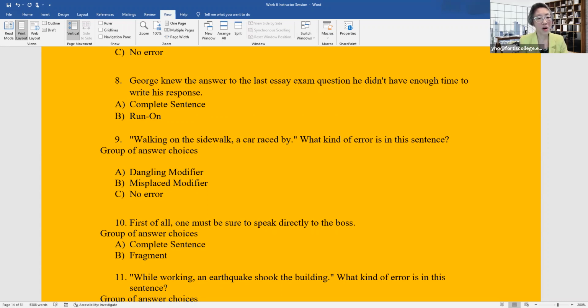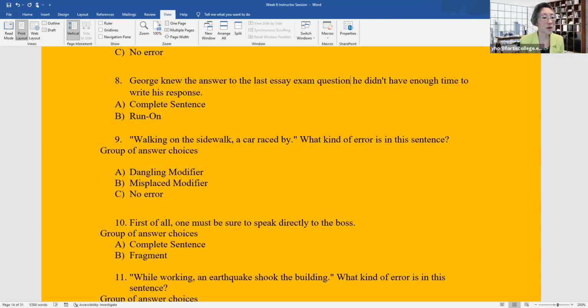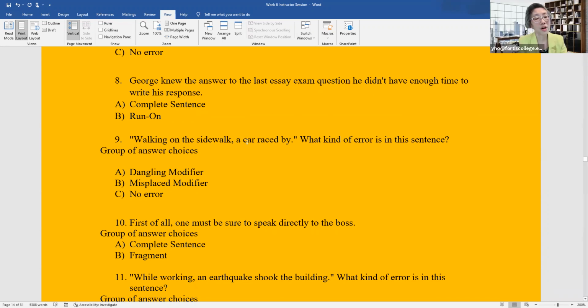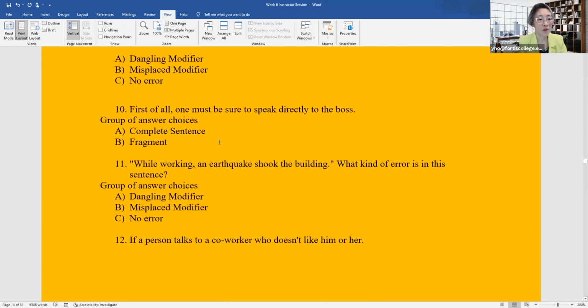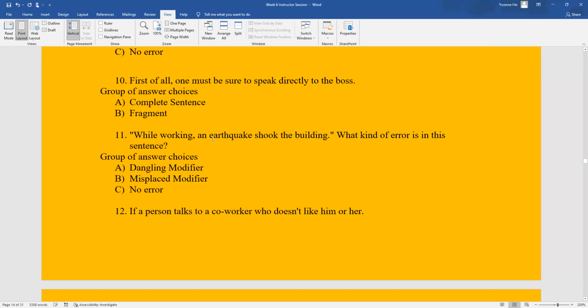Walking on the sidewalk, a car raced by. What kind of error is in this sentence? Is this a dangling modifier, a misplaced modifier, or no error? The dangling modifier. It is a dangling modifier because your car cannot grow legs and walk on the sidewalk. First of all, one must be sure to speak directly to the boss. Is this a complete sentence or a fragment?